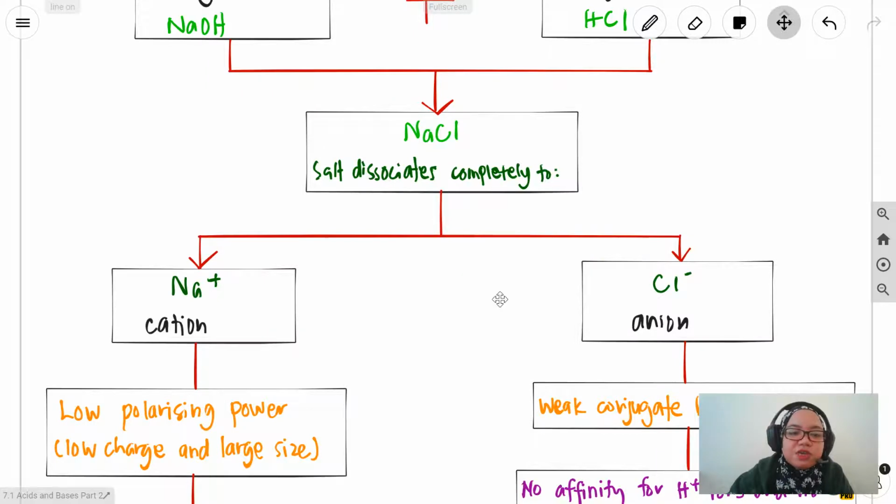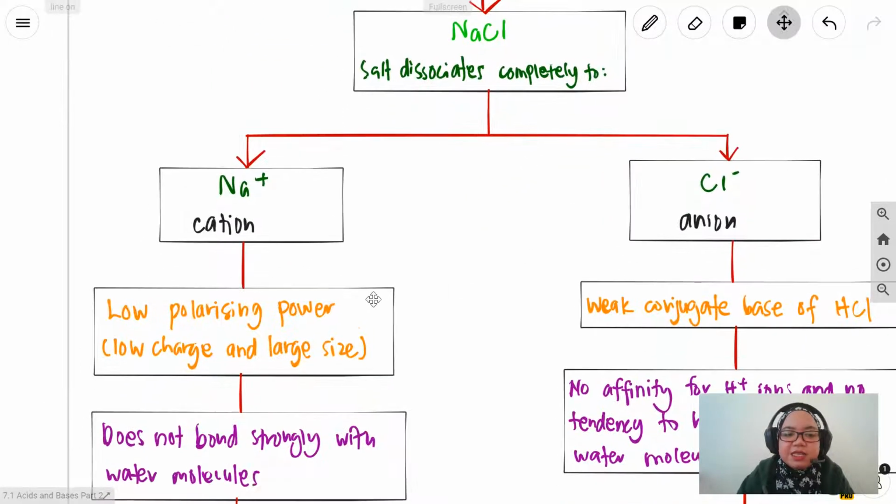However, for the sodium cation, since it has a very low polarizing power because of its low charge and large size, it cannot bond strongly with water molecules. So it cannot hydrolyze with water. So it cannot undergo hydrolysis with water. So no reaction happens for the Na+ cation.